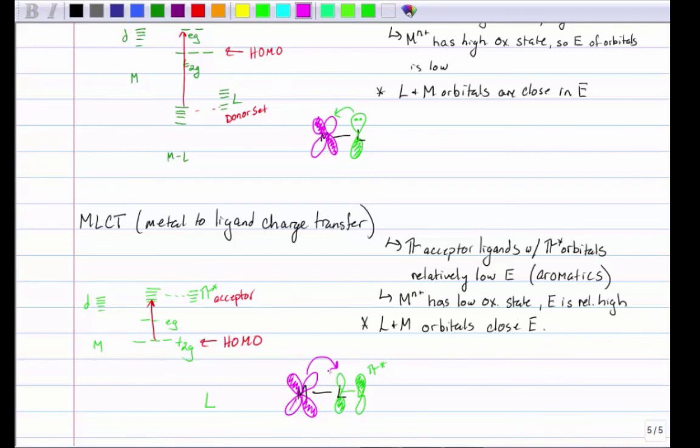So when you have those types of transfers, you have these really intense absorptions, and that's because they're not subjected to the selection rules that the d to d transitions are subjected to.